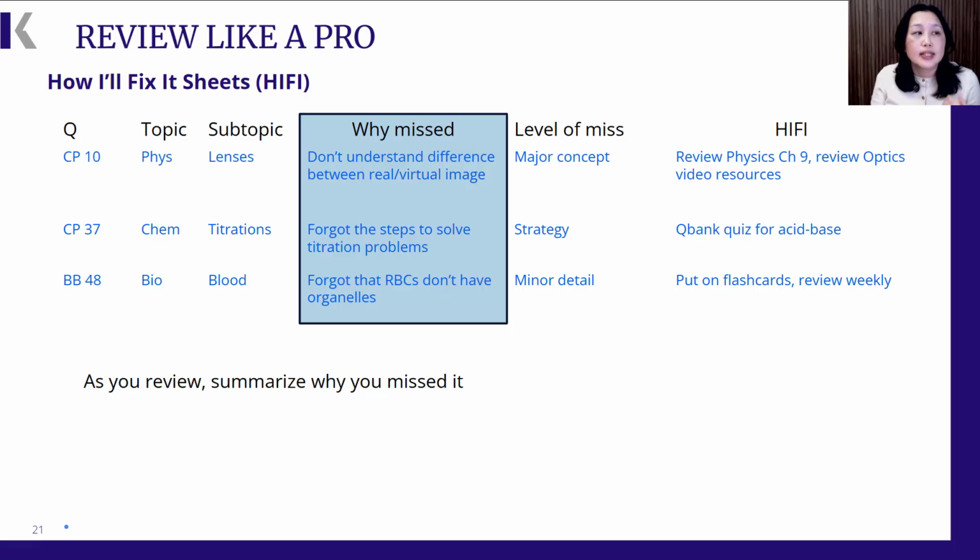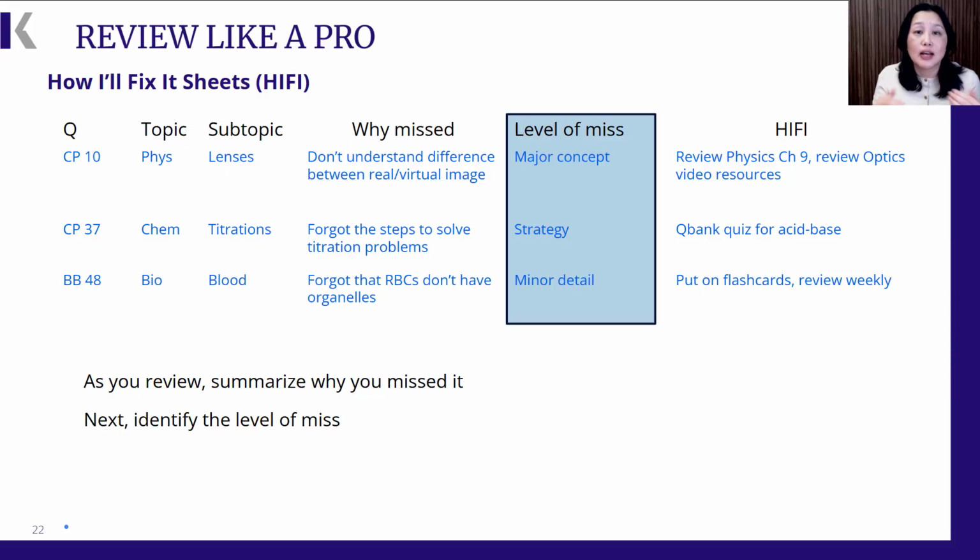The next thing you want to do is consider the level of miss. So a major concept miss would be like, I didn't even know what that equation was. I haven't done any studying of thermochemistry, which is the subtopic of the question that we just completed. I didn't understand the differences between different types of images from lenses. Those would all be what I would count as major concept.